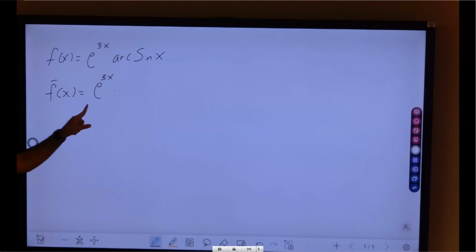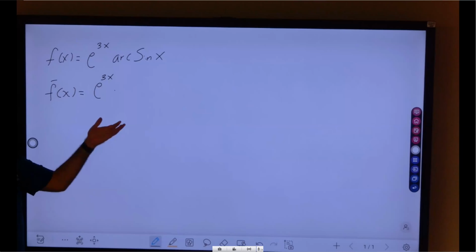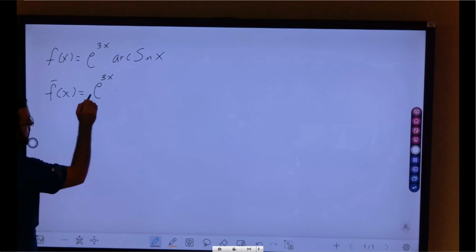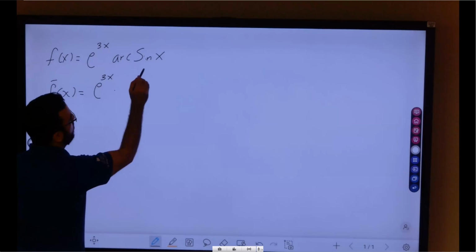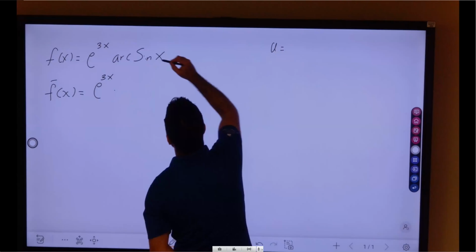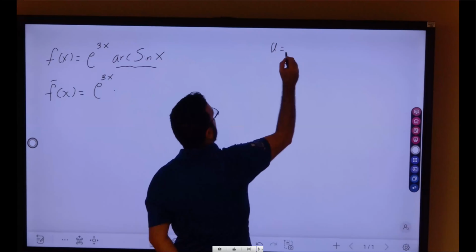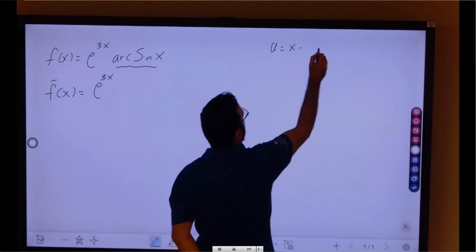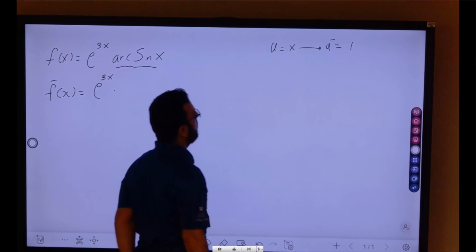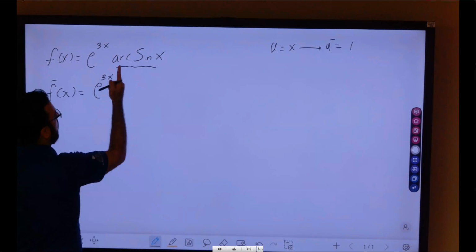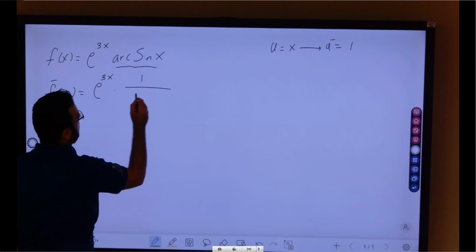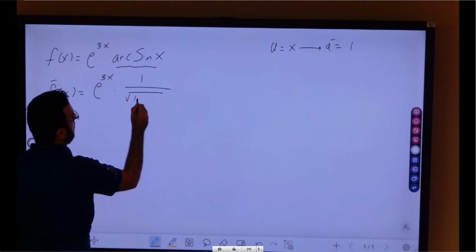So the first one is the product rule, because this is a function by itself and this is a function by itself. So the first one times the derivative of the second one. On the side, I'm gonna say here is the u, because I need to find the derivative here. u is x, u prime is one. The derivative of arcsine x is going to be 1 over the square root of 1 minus x squared.